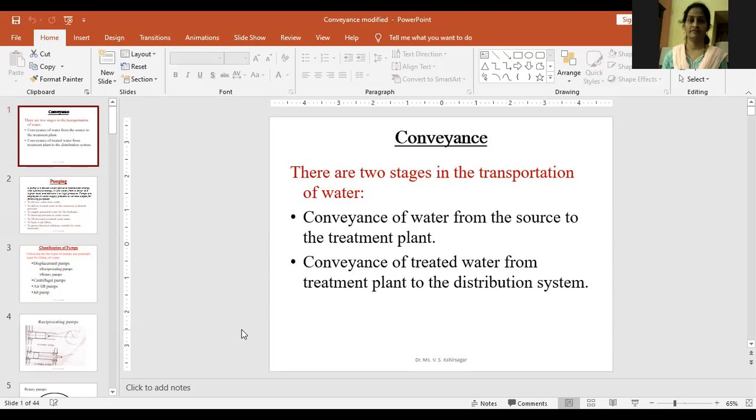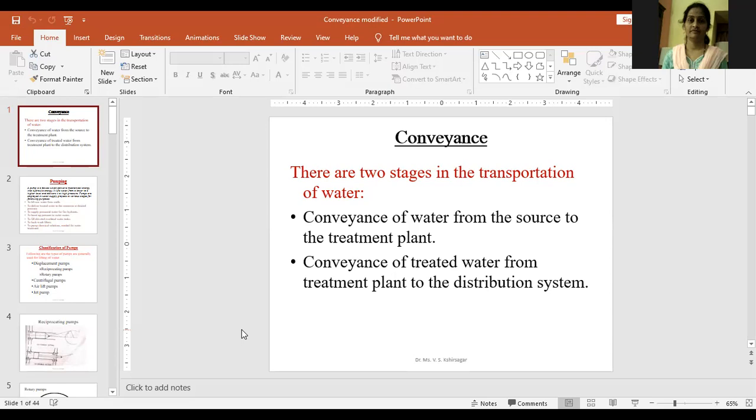Okay, so water supply includes collection of water, treatment of water, then distribution of water. These three stages are there. So in that entire system, two times we are transmitting the water. First, from source to treatment plant, and second, from treatment plant to the distribution network, individual consumers. So these are the two conveyances we are going to study here.